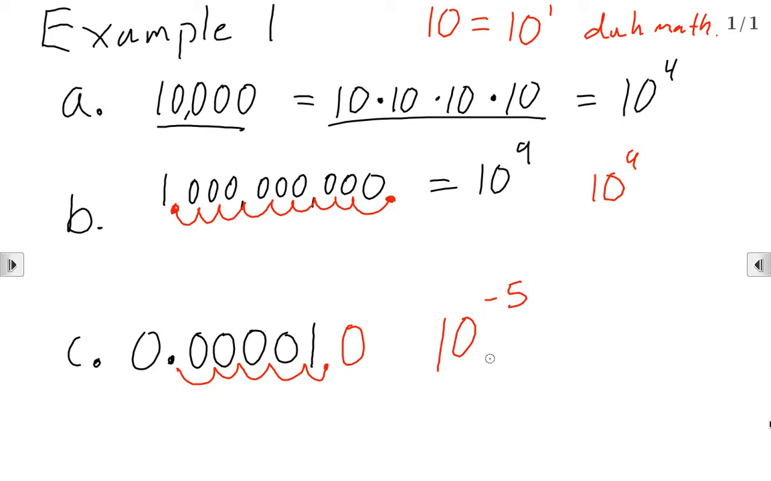10 to the 5th would be like 100,000. So that lets us know we need to use a negative value. Moving to the left, negative. And in the previous one, we moved to the right. So we had a positive exponent.